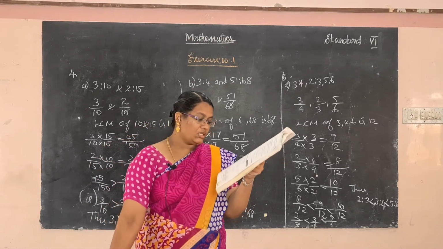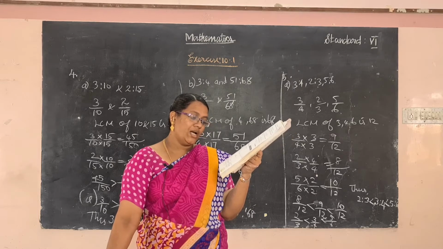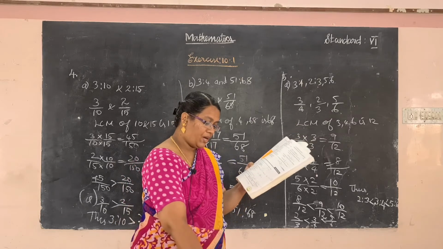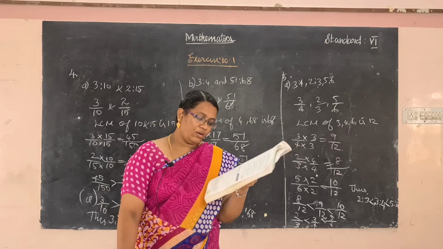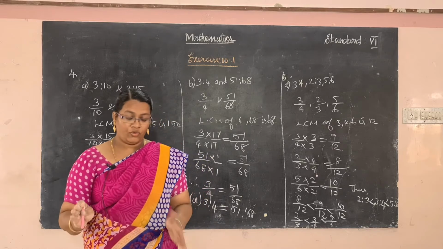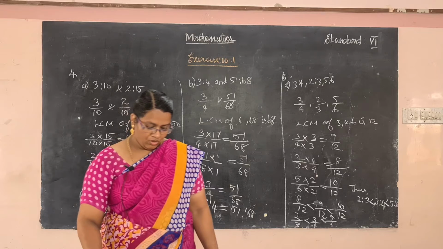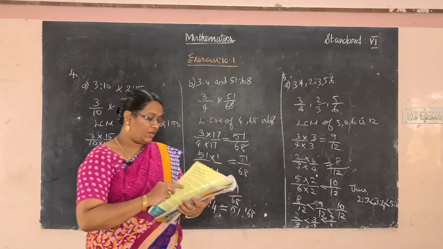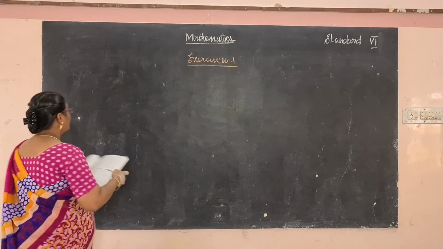And now see the sixth one. Divide 450 into 2 parts such that the ratio of the parts is 7:8. So one whole part, that is the amount of 450 rupees, is divided into 2 parts such that the ratio is 7:8. Sixth problem.